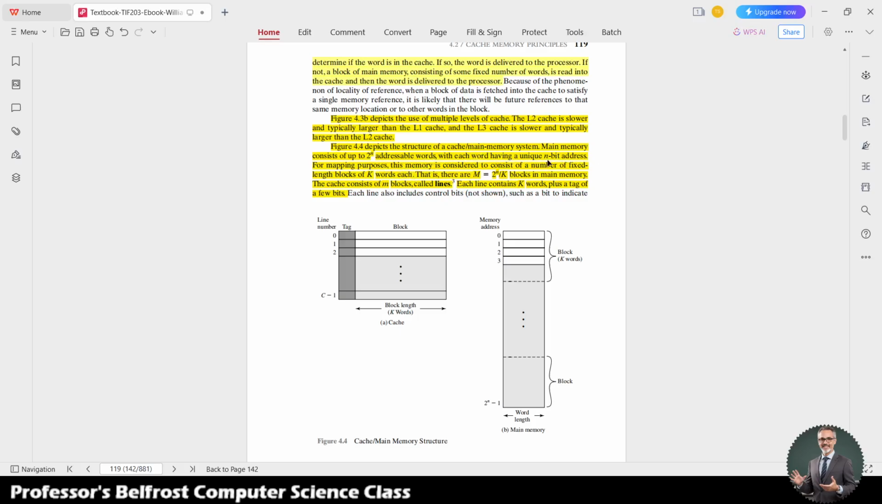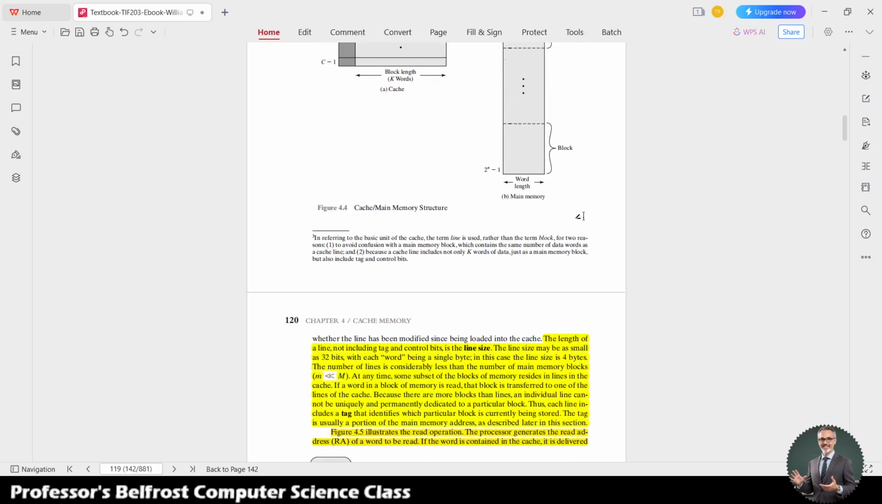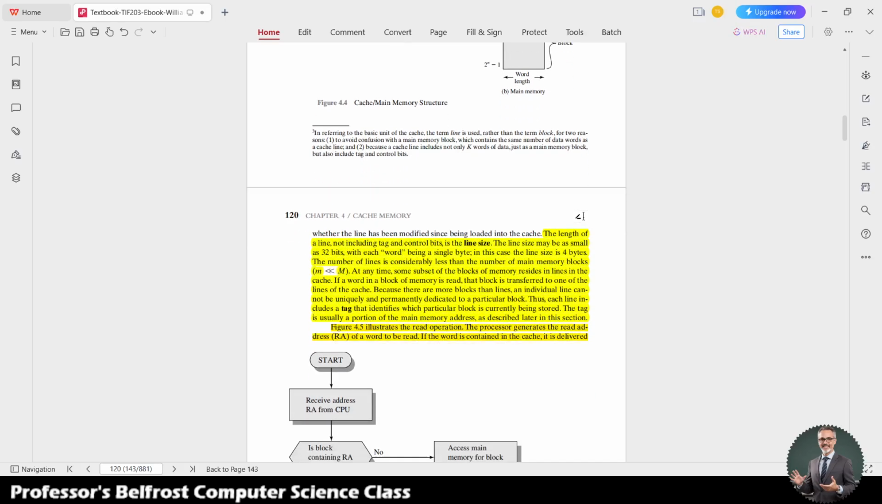Okay, so main memory consists of up to 2^n addressable words, with each word having a unique n-bit address. And for mapping purposes, this memory is considered to consist of a number of fixed-length blocks of K words each, and these are called lines. Okay. The length of a line, not including tag and control bits, is called the line size, and the line size may be as small as 32 bits.